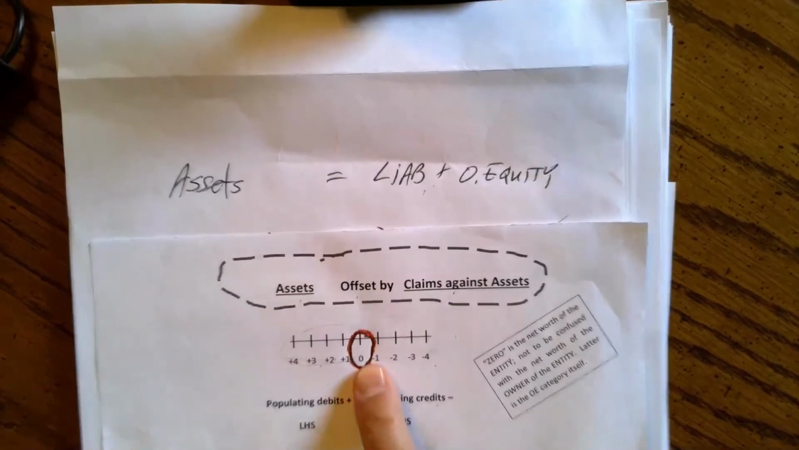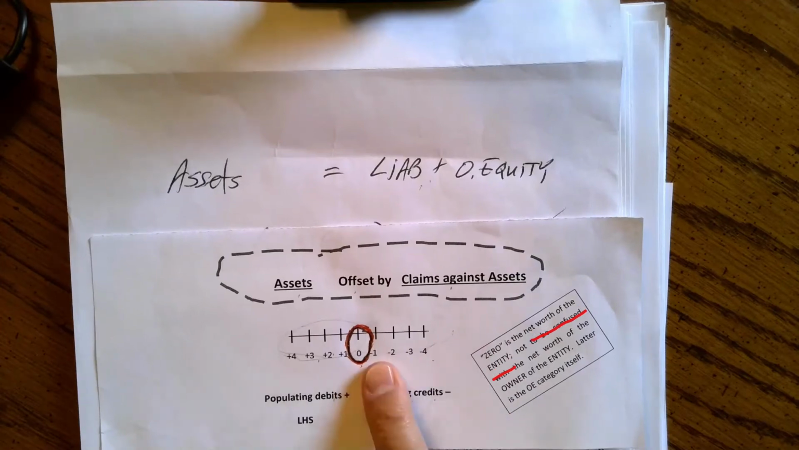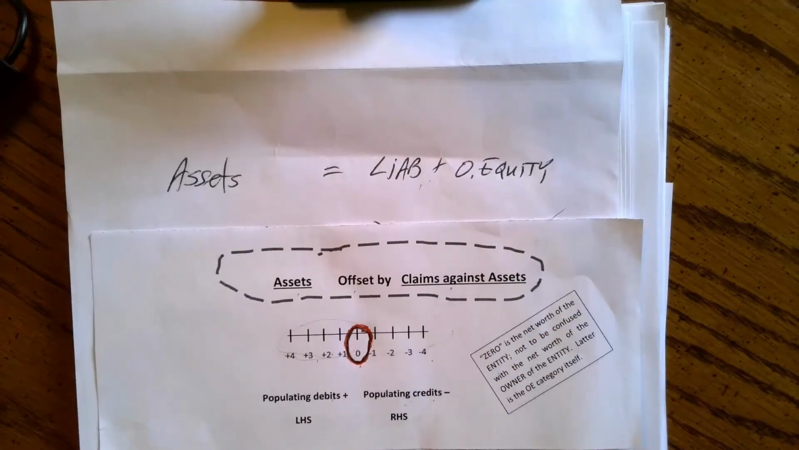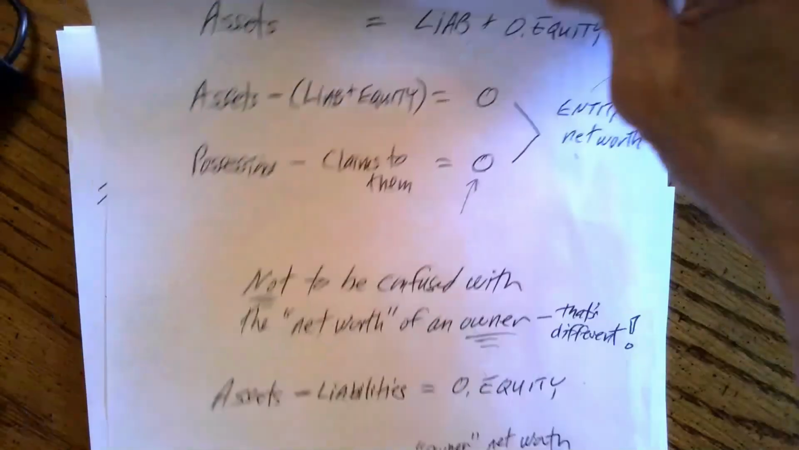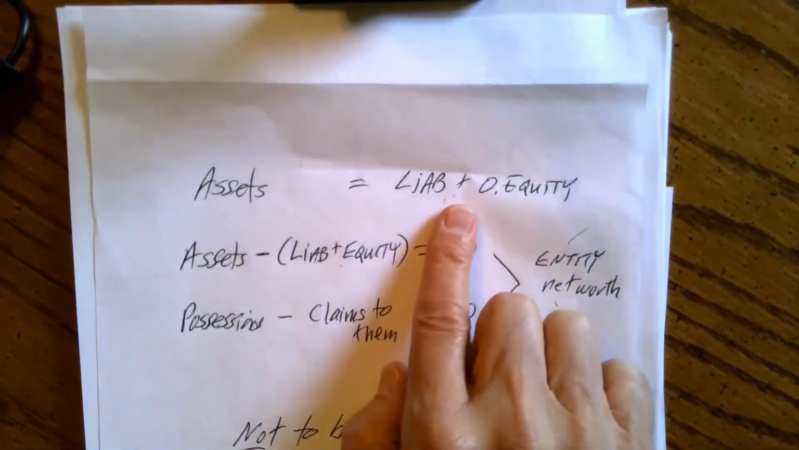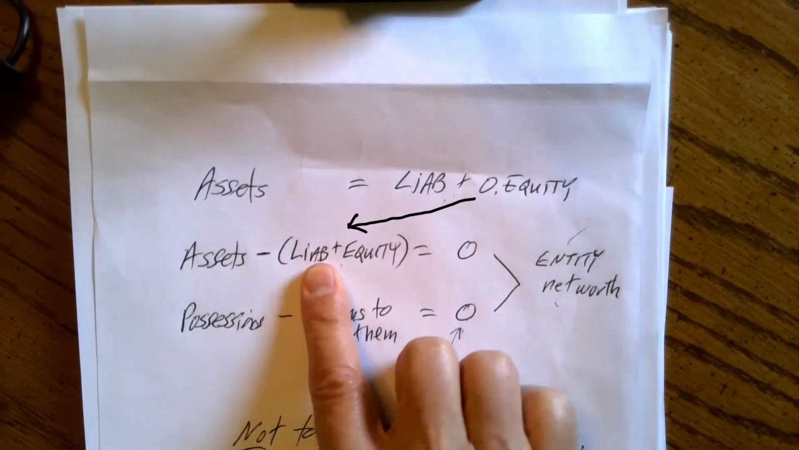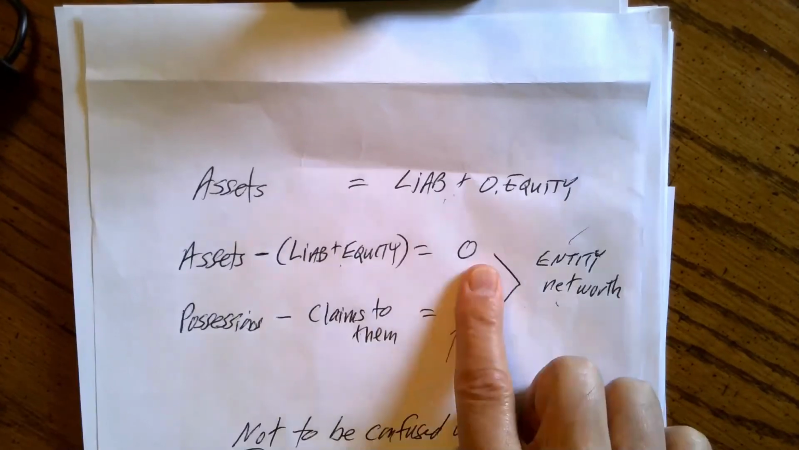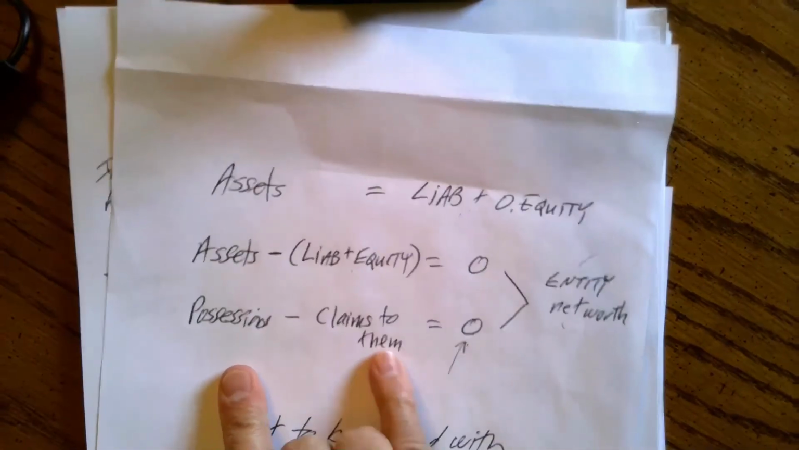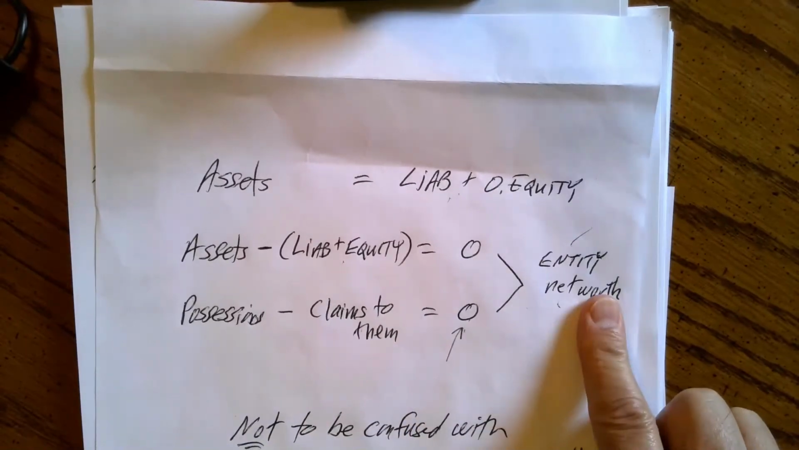And again, why is zero important? Zero is the net worth of the entity, not to be confused with the net worth of the owner. Just bringing everything on the right-hand side over to the left-hand side, we can see how if we completely offset assets with their claims, the result is zero. Possessions by the entity, claims against them, netting out to zero. Entity net worth, that's our focus.